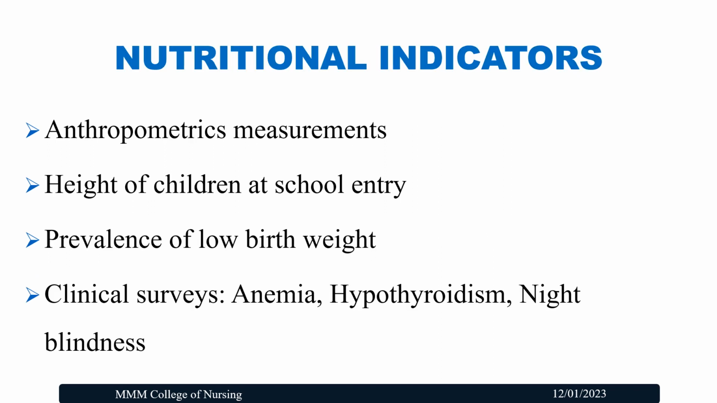The next indicator is nutritional indicators. They are anthropometric measurements, that is height, weight, head circumference and chest circumference, BMI, whatever it is. And the height of the children at school entry, prevalence of low birth weight, clinical surveys for anemia, hypothyroidism, night blindness or other vitamin deficiency disorders.